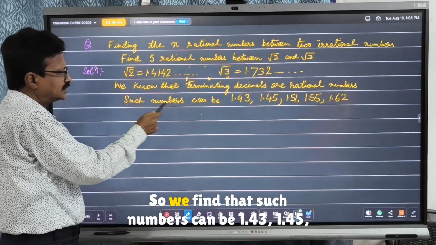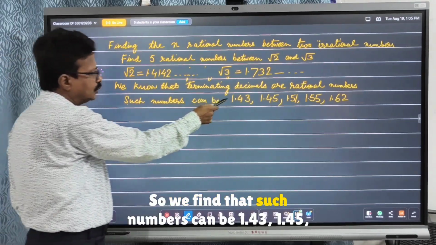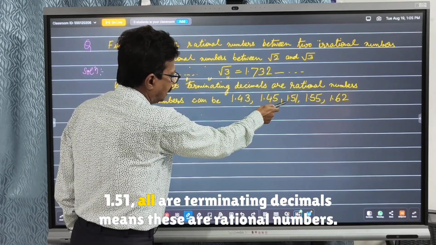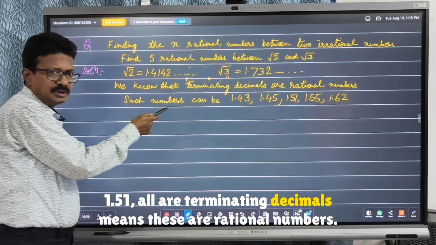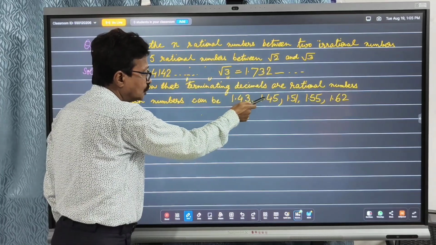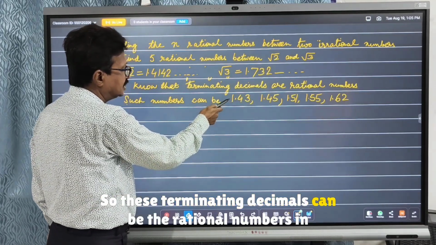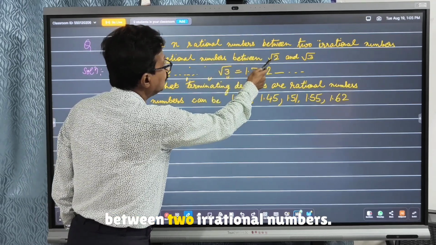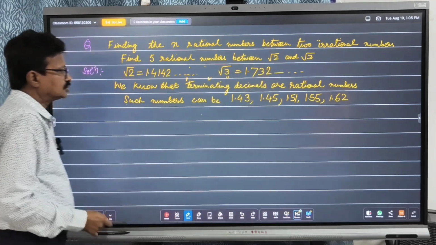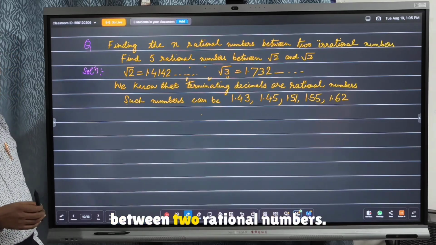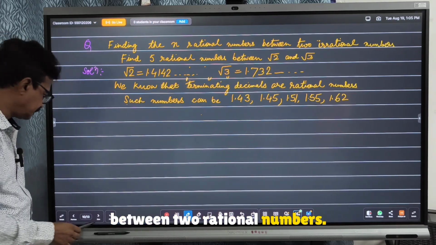So we find that such numbers can be 1.43, 1.45, 1.51, all are terminating decimals. Means these are rational numbers. So these terminating decimals can be the rational numbers in between two irrational numbers. So this is the way to find the rational numbers between two irrational numbers.